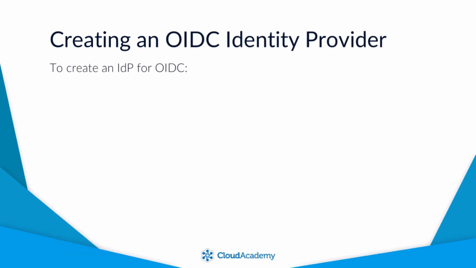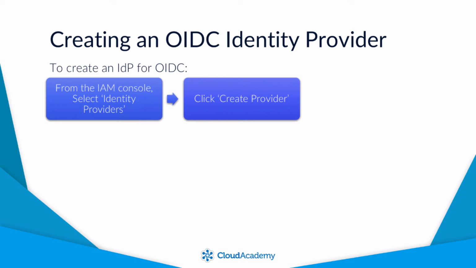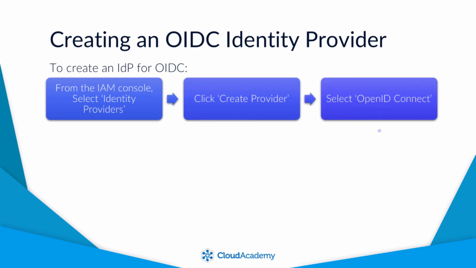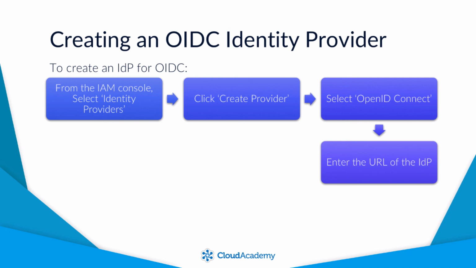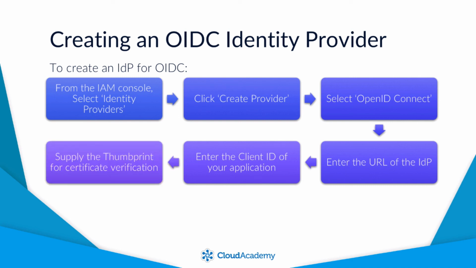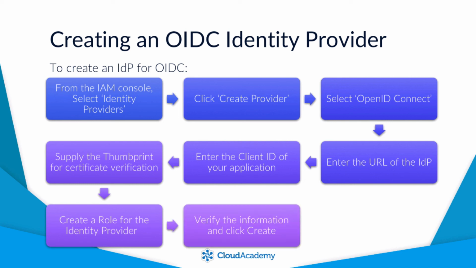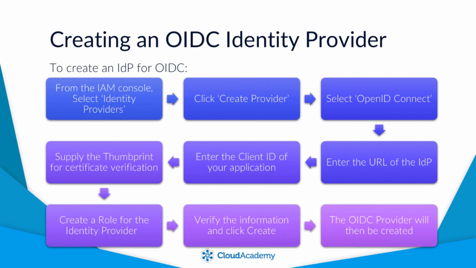To create an identity provider for OIDC, the process is as follows. From within the IAM console, select Identity Providers. Next, click on Create Provider. Then select OpenID Connect. Enter the URL of the identity provider. Enter the client ID, known as the audience, of your application that will communicate with AWS discussed earlier. Supply the thumbprint for server certificate verification. Then create a role for the identity provider. Verify the information and click Create. And the OIDC provider will then be created.